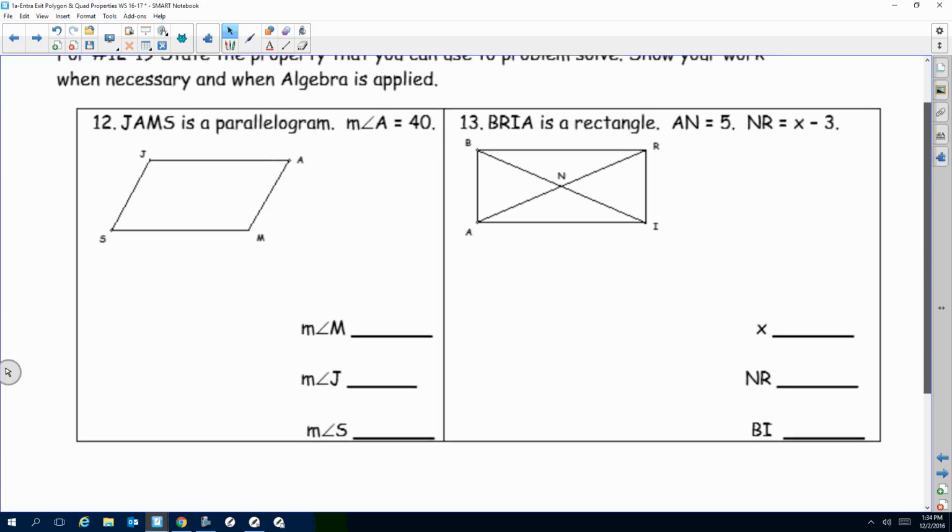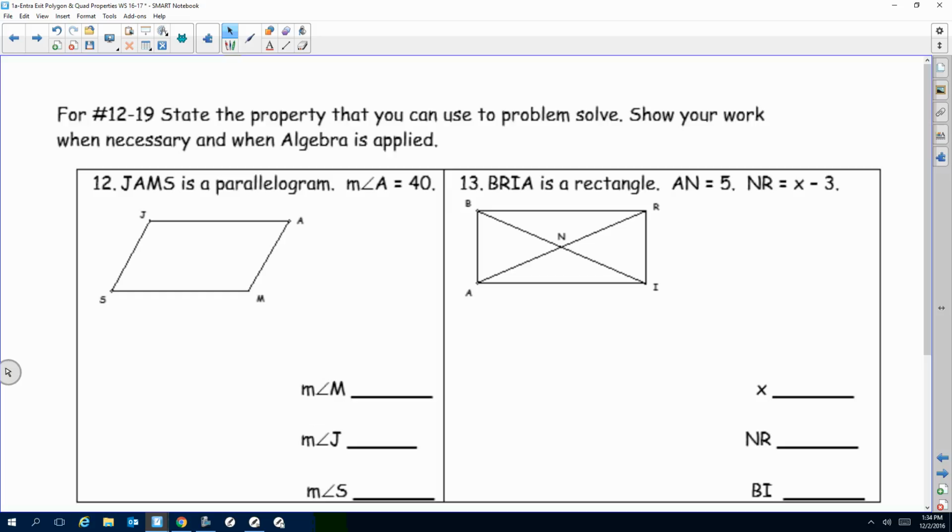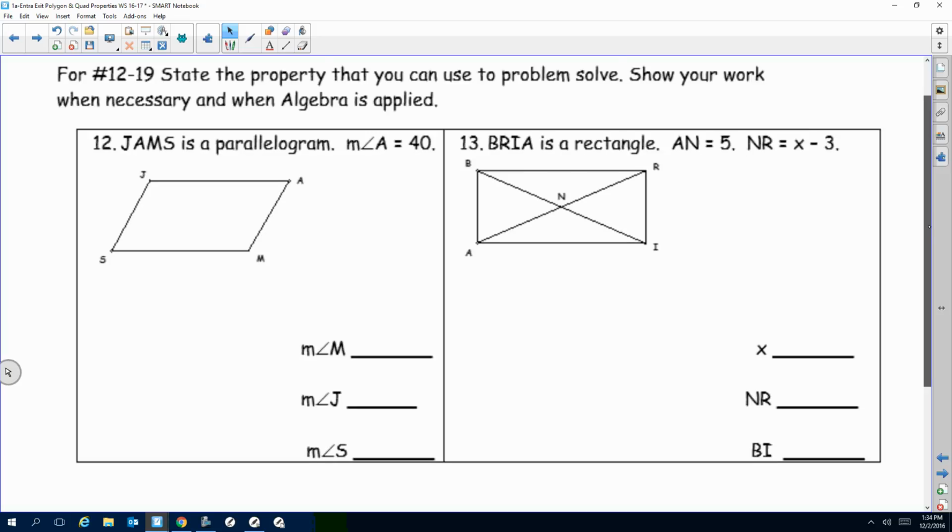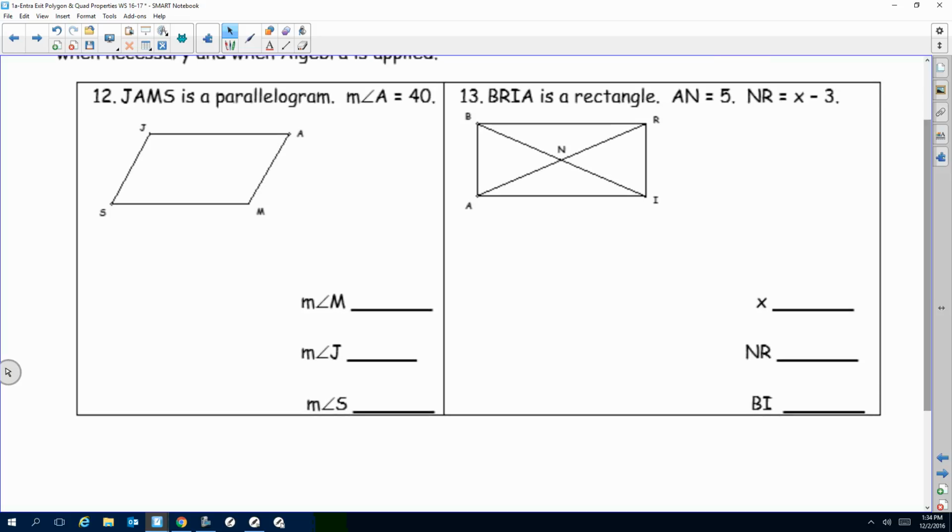Okay, so start off with basically state the property that you can use to problem solve, show your work when necessary, and when algebra is applied. So we need the equation when you need to. Start off by labeling what's given. We have a parallelogram. Angle A is 40.